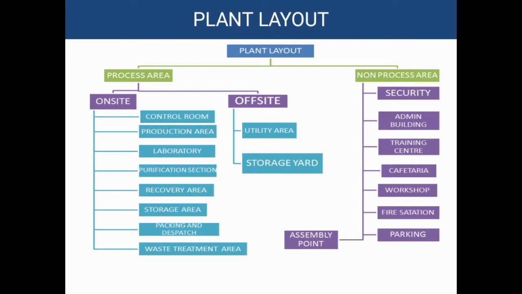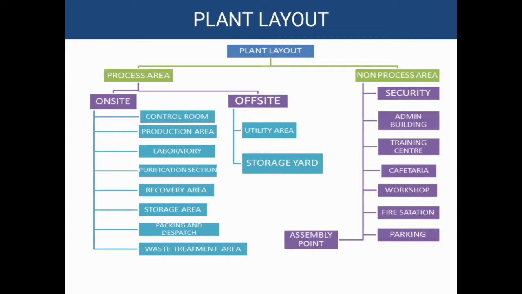When you come to the on-site, it mainly consists of the control room, then production area, then reaction zone, like that. Laboratory for quality control, purification, distillation area, absorption, like that. Then recovery area, byproduct recovery and catalyst recovery, everything will be done in this recovery unit. And finally, the finished product storage area, then packing and dispatch. In addition to this, in every plant, there should be a waste treatment plant or effluent treatment plant. So this is the description of the process area.